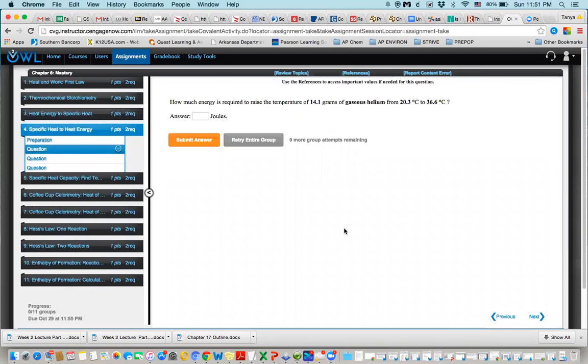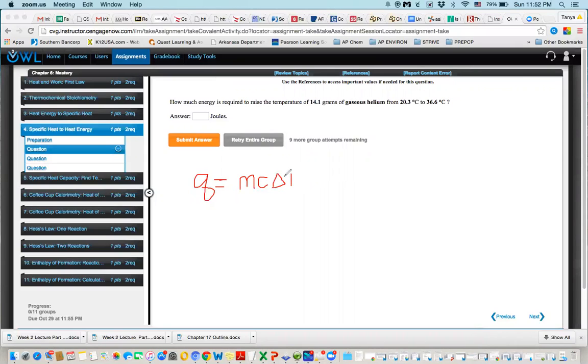Okay, so in this question, it says how much heat energy is required to raise the temperature of 14.1 grams of gaseous helium from 20.3 to 36.6 degrees Celsius. It's the same type of question. It's a Q equals MCΔT question, except they don't give us the Q part, and it doesn't seem like we have enough information to answer that question. So Q equals MCΔT. We are looking for, in this case, Q. We have the mass. We can plug that in. Just plug it in, plug it in.